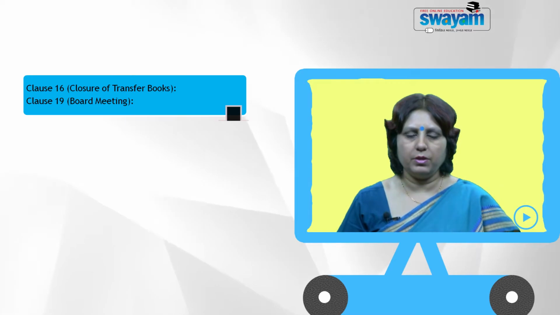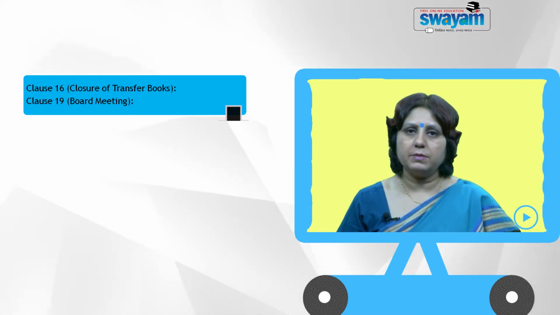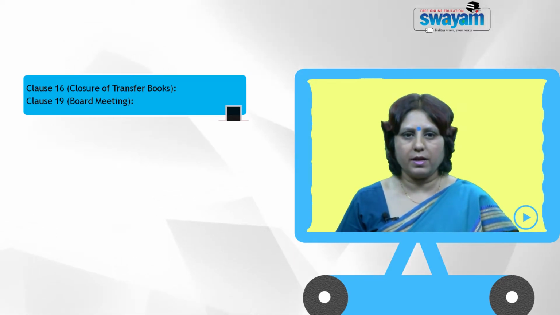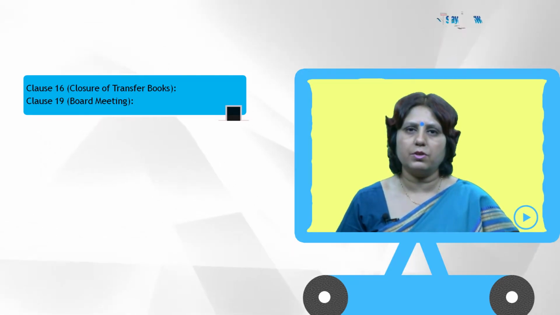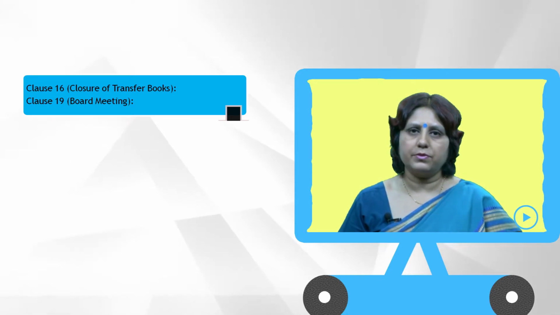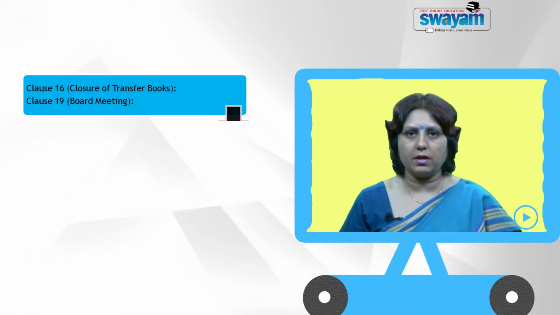Clause 19 is about the board meeting. It says that 2 days before the board meeting, when the decision about buyback of securities or rights issue or dividend or conversion of securities into different types of securities is to take place or has to be discussed in the meeting, then 2 days notice should be given to the stock exchange.